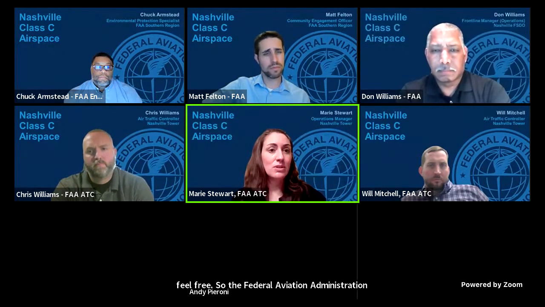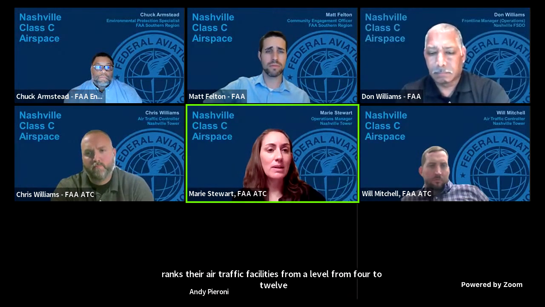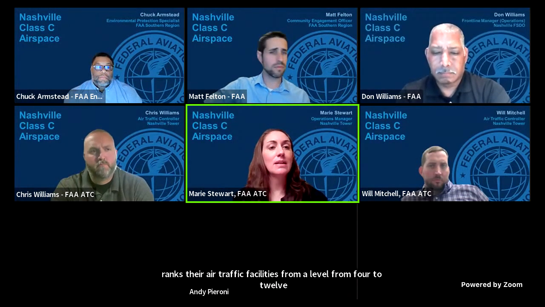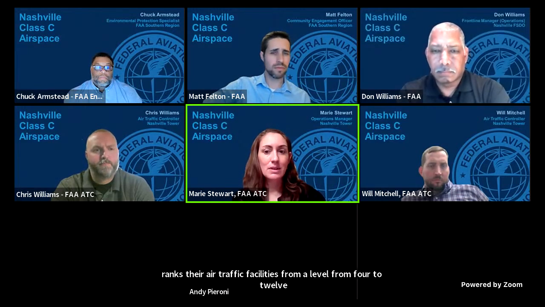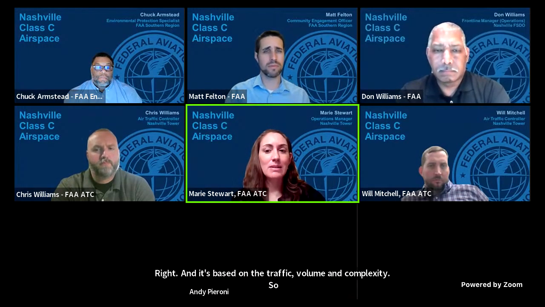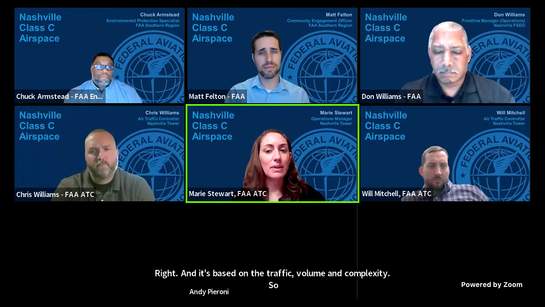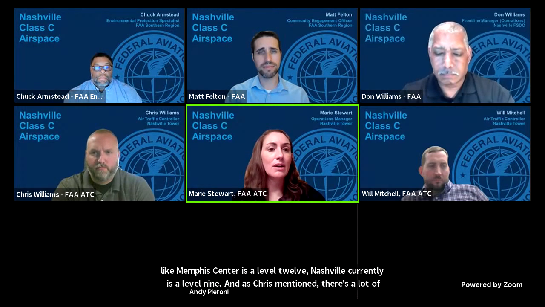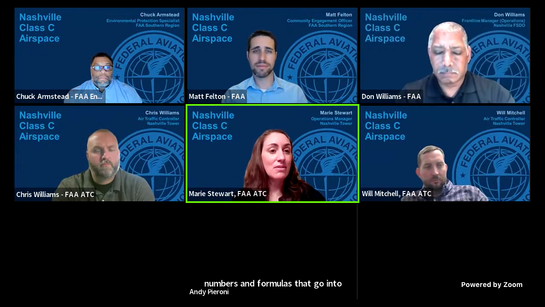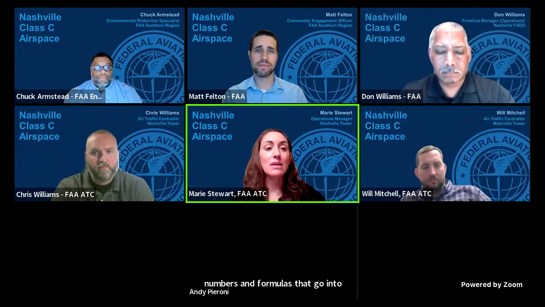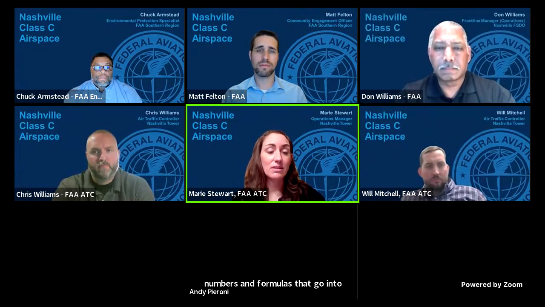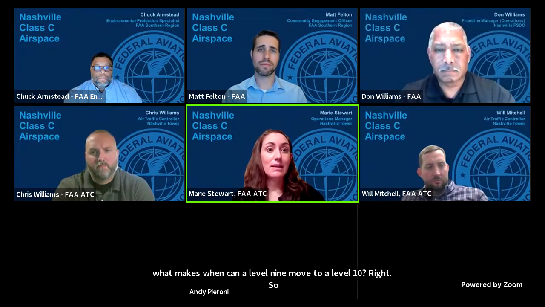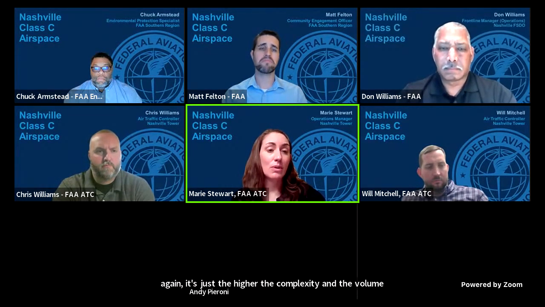And as Chris mentioned, there are a lot of numbers and formulas that go into when a level 9 can move to a level 10. Again, the higher the complexity and the volume, the higher the level of the facility. Another factor is the number of controllers allotted to that facility. As you grow in levels, I believe you are allotted more controllers, so our staffing would also improve.